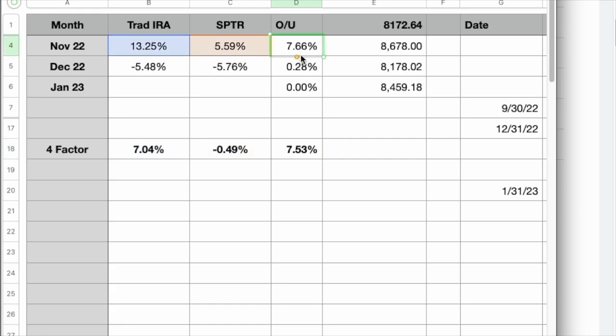So even though the portfolio was up 7.66% at the end of November, and it beat the S&P in December as well, the long-term alpha has shrunk a little bit because long-term returns have a compounding effect.